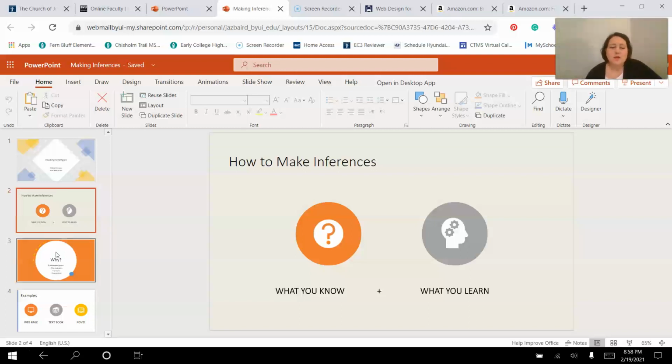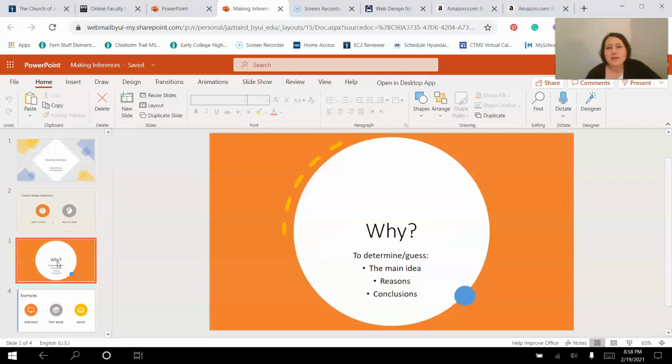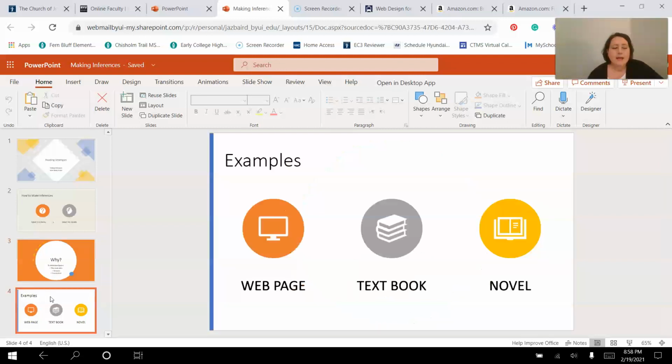So why do we want to do this? Basically, sometimes you want to do it to determine the main idea. Sometimes you want to look for reasons for things. You're guessing why a character's acting the way they're doing or why a company is doing the process that they're taking or whatever. You're also drawing some conclusions, so you're making those kinds of connections too. And of course, I'm going to show you some examples from a web page and a textbook and a novel.